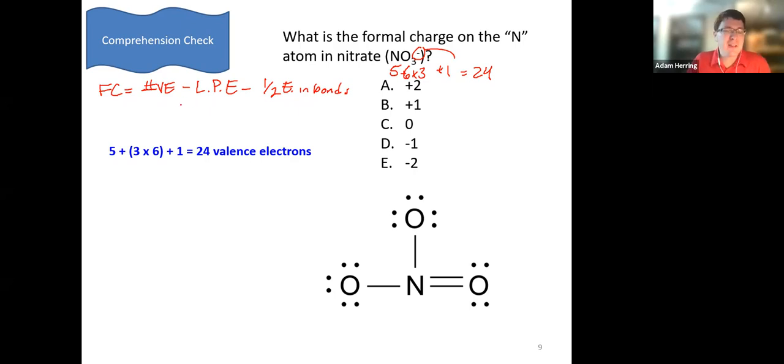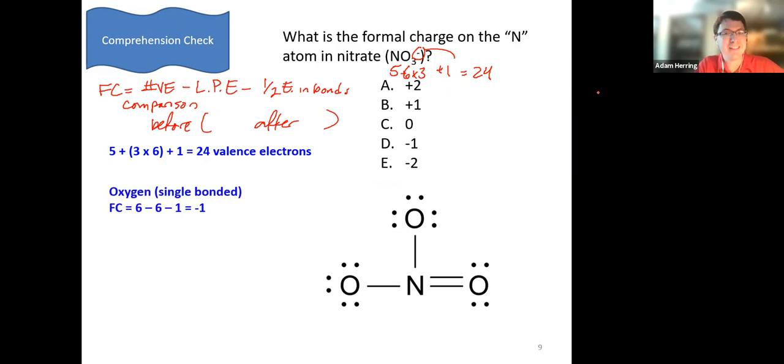And a way that you can really think about this is that we're making a comparison. We're comparing before and after. So before the element is in the molecule and then after it's in the molecule. And so we're looking at how many electrons did it have versus how many it has now. So let's do this process for the different elements.